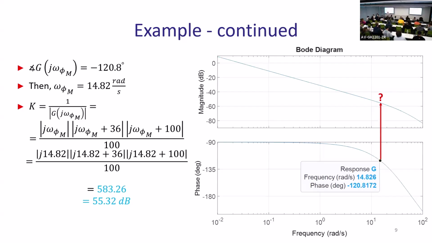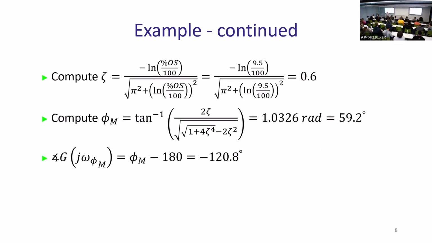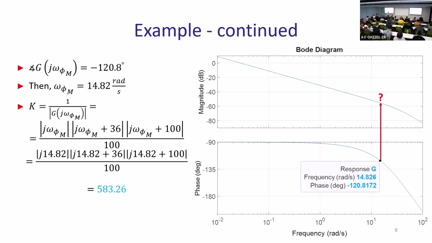Is the margin here 55.32? No, the margin is the thing which you want here. The margin is what we computed. The phase margin was 59 degrees. This is the margin. And the gain that we computed is 583.26. 14 dB is the same thing as 55 dB, right? This is the design gain, all right?